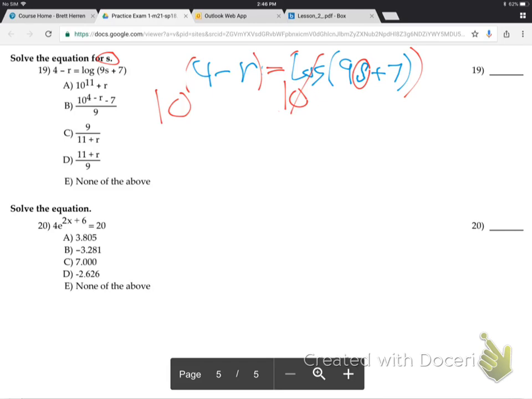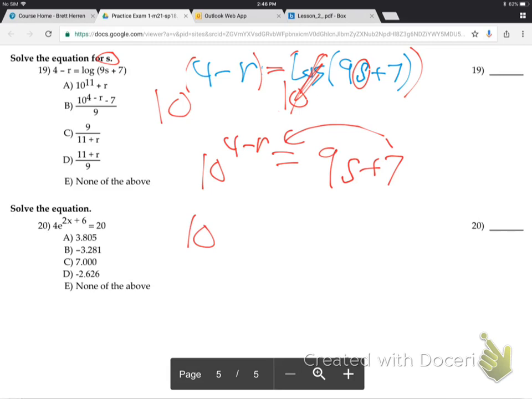So yeah, you got ln, use e. You got regular log, use 10 because that's its base. To both sides. Cancels it here. Other side it stays. Does that make sense? And now just subtract the 7 over, like that, and divide by the 9. Boom. There it is. 10 to the 4 minus R, minus 7, over 9. Is it B? Yeah. Looks like B.